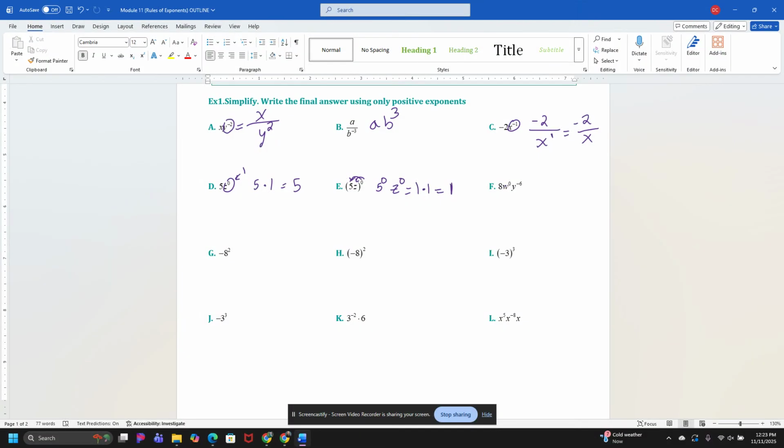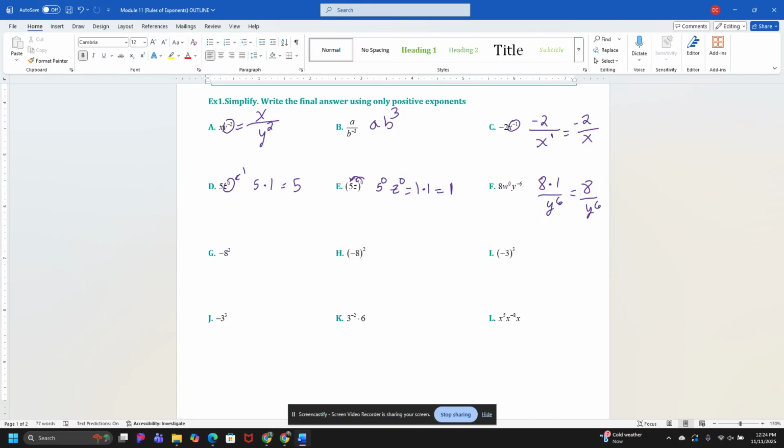Now, we keep the 8 on this one. The y to the negative 6 becomes 1, and we want to bring the y to the 6 to the bottom to get rid of the negative. So we just end up with 8 over y to the 6.